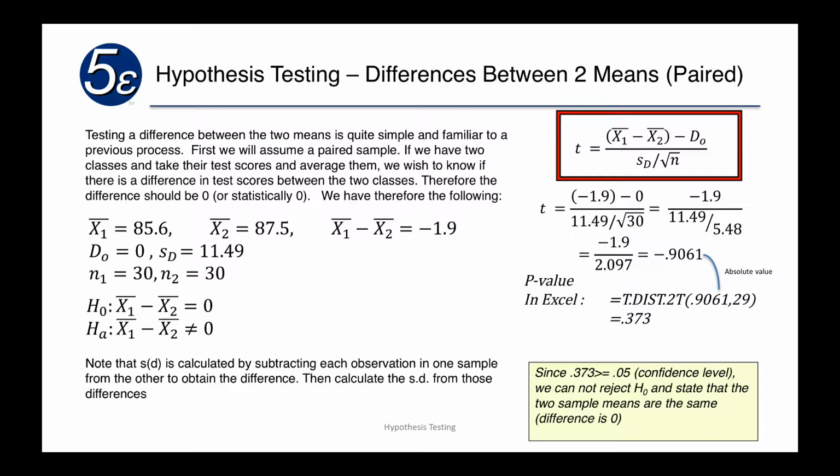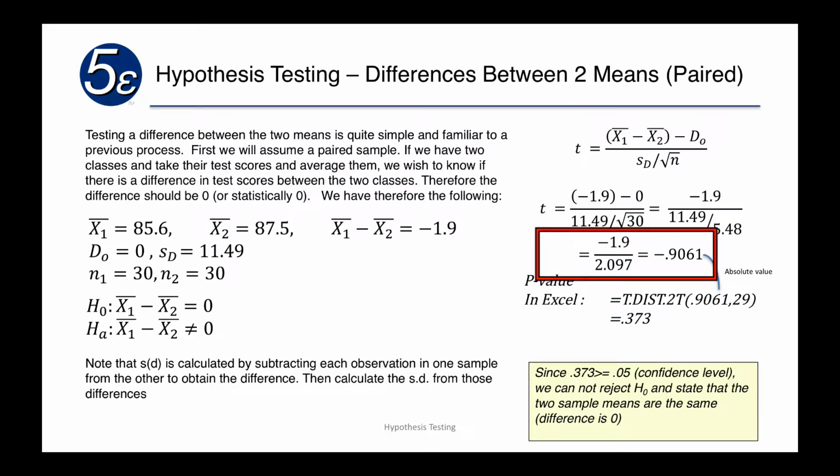So the formula that we have is our t-statistic is going to be the difference between the two sample means minus that D0. Now remember, if D0 is 0, then the numerator would just be the mean of X1 minus the mean of X2, all over the standard deviation divided by the square root of n. When we do this, we end up with a value of negative 0.9061.